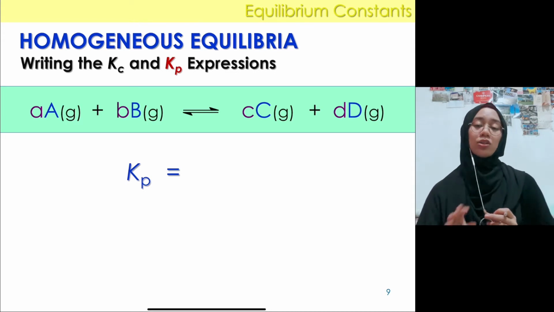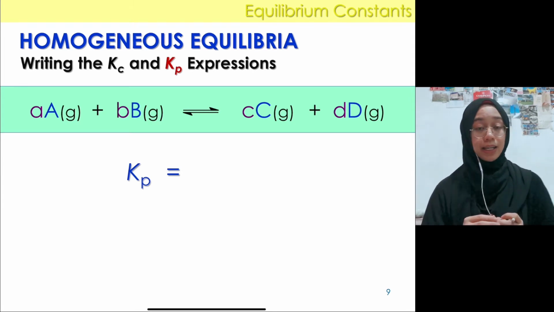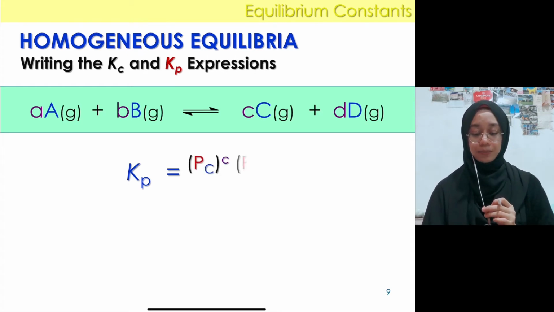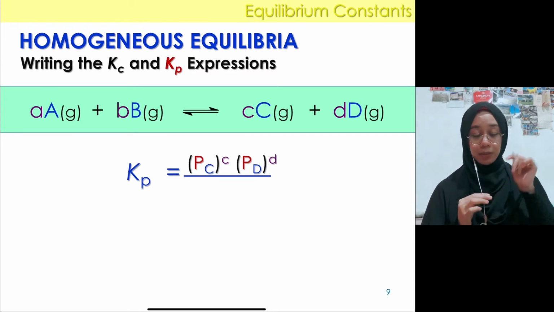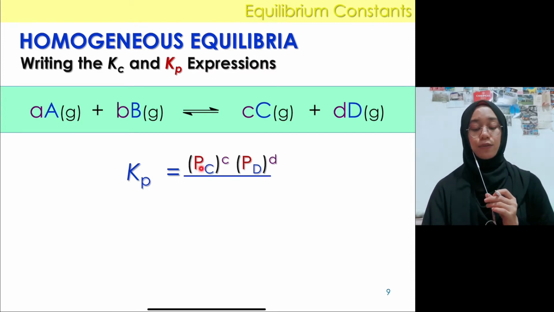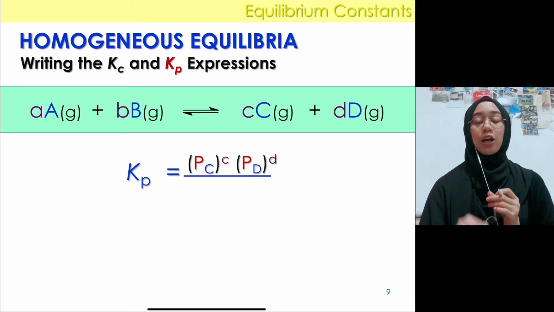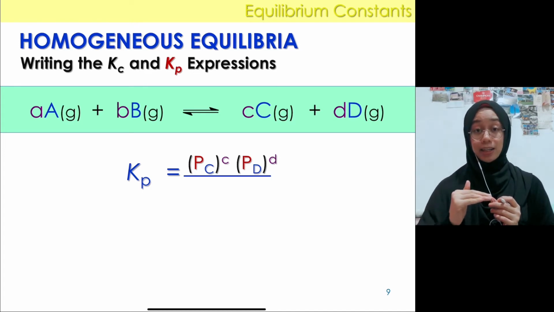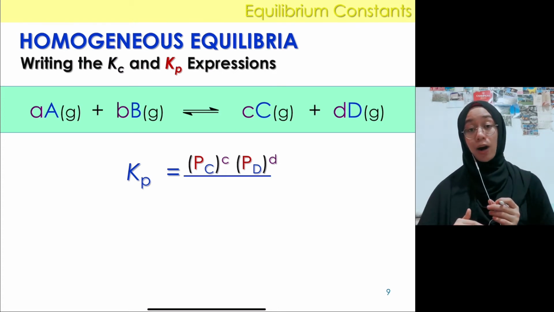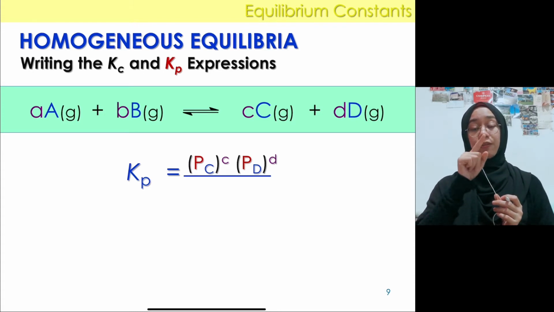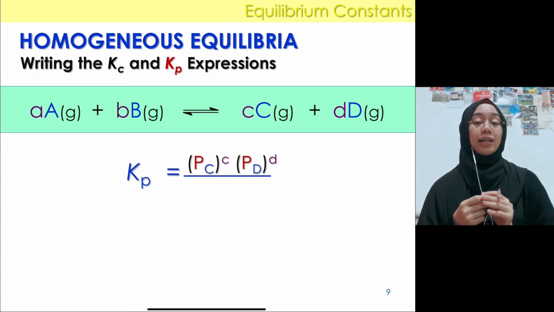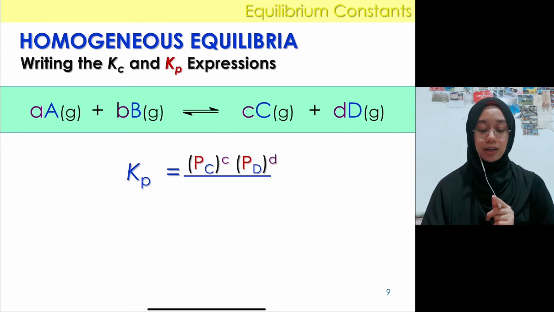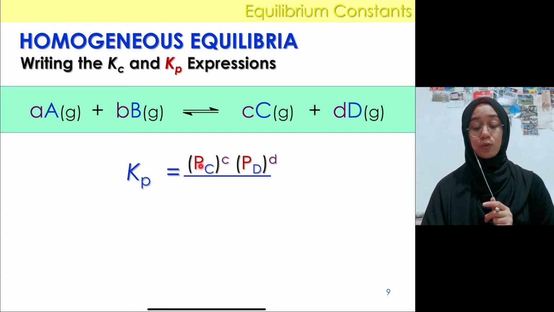So how do we write Kp? It's a bit different compared to Kc. For Kc, we use square brackets to indicate concentration. But in this case, we use capital P. Capital P here stands for partial pressure. It still maintains the ratio of products to reactants: products on top, reactants at the bottom. The concept is the same, whereby we put the coefficient as the power. It's just that instead of square brackets, we use normal brackets with P, where capital P shows it is partial pressure.